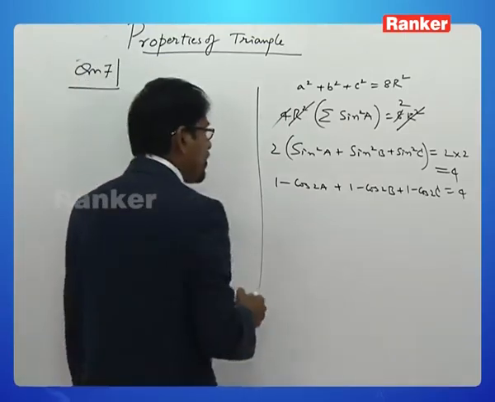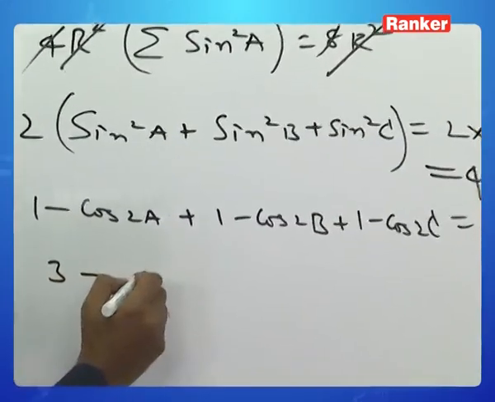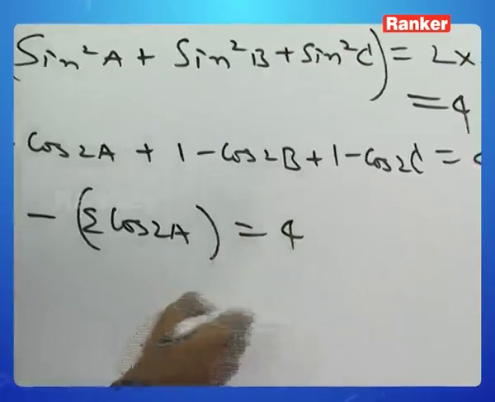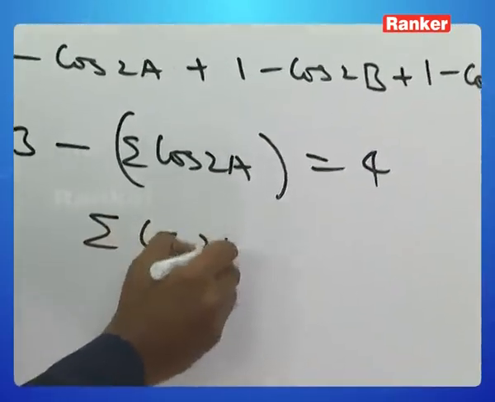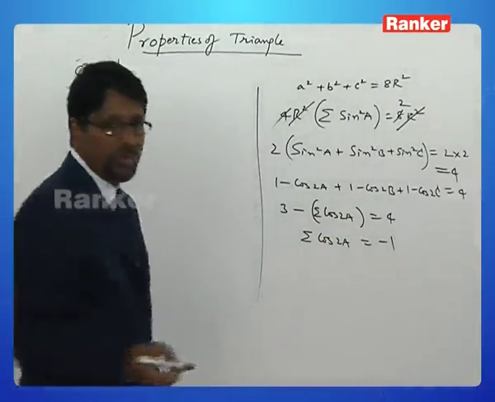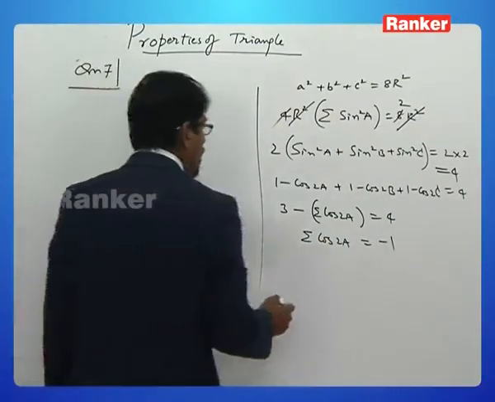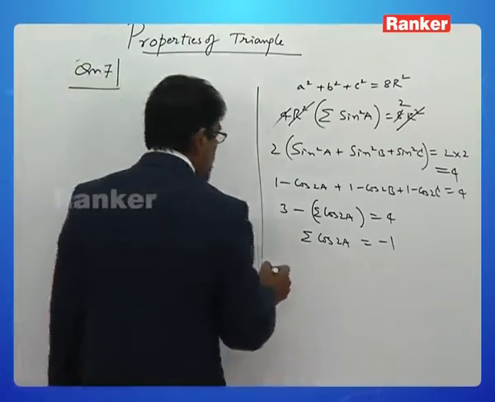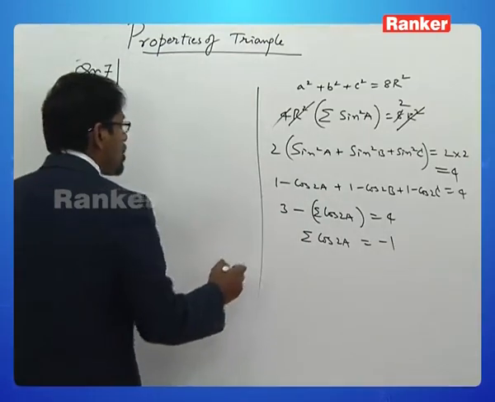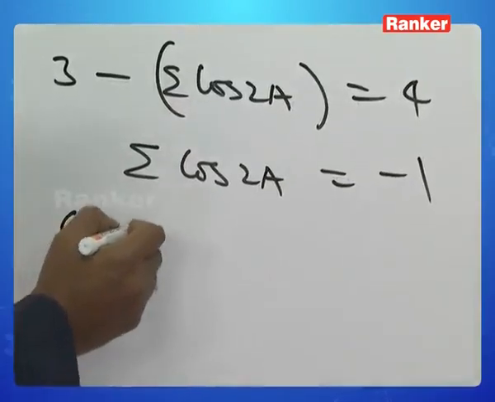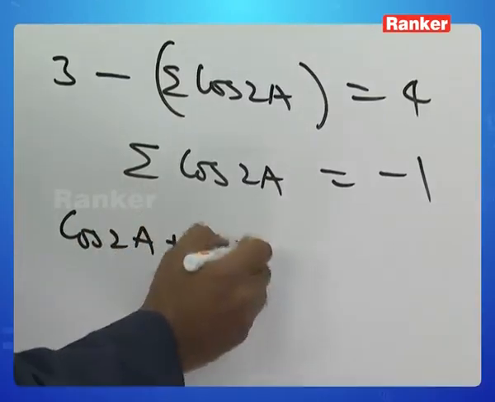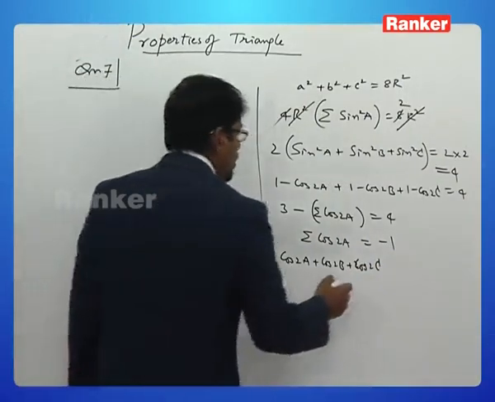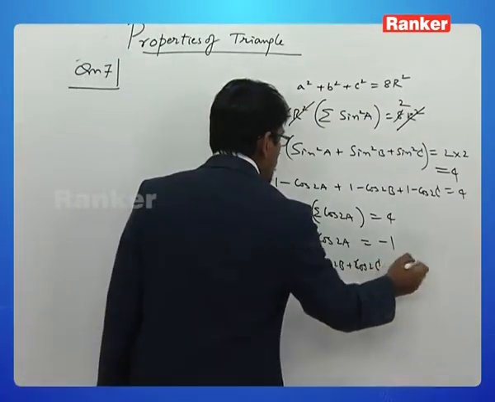So what can you say from here? 3 minus sigma cos 2A is equal to 4. So sigma cos 2A would have been equal to minus 1. Okay, but what is sigma cos 2A? Let's use the transformation here. Cos 2A plus cos 2B plus cos 2C is equal to minus 1 here.